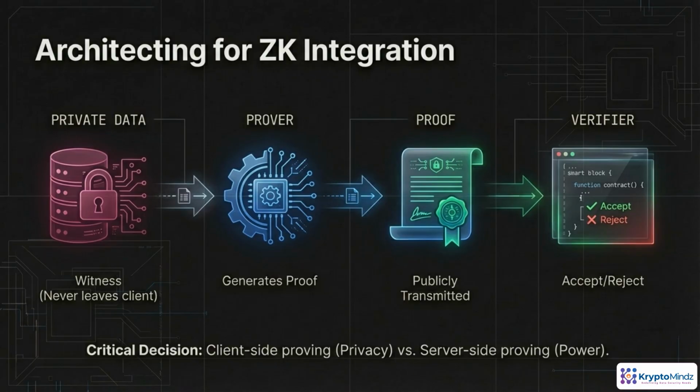Zero-knowledge integration usually follows a simple pattern. Private data stays local, a prover turns that hidden witness, plus your statement, into a proof, and only the proof travels to whoever needs assurance. The verifier never sees the underlying data, they just check a yes or no condition. Architecturally, the big design choice is where proving runs. Client-side proving maximizes privacy but is resource-heavy. Server-side proving is easier for users but adds a new trust and concentration point.